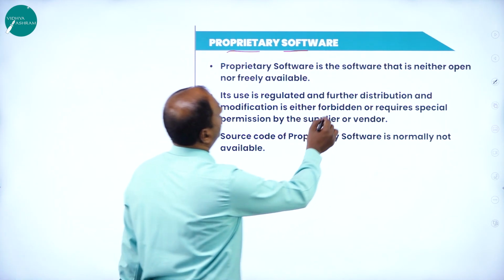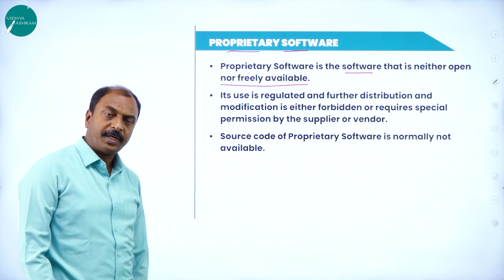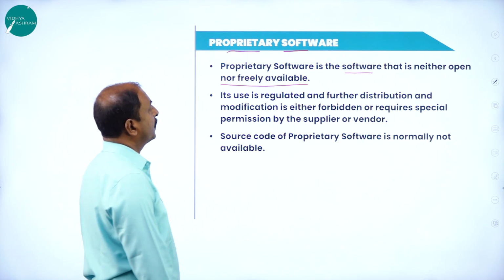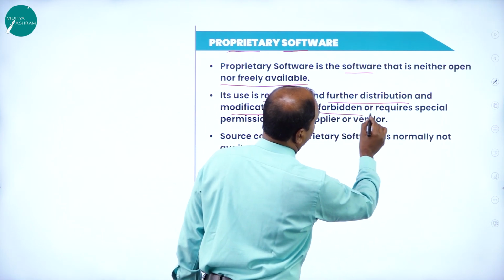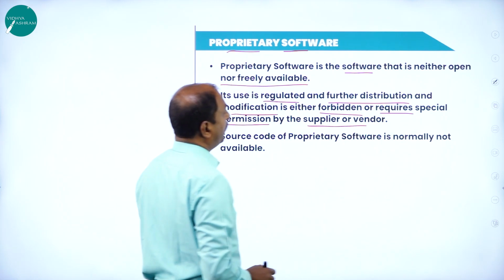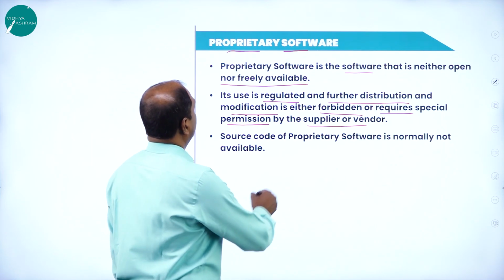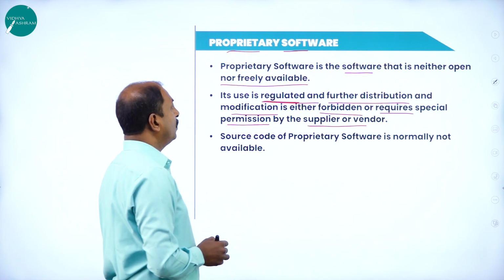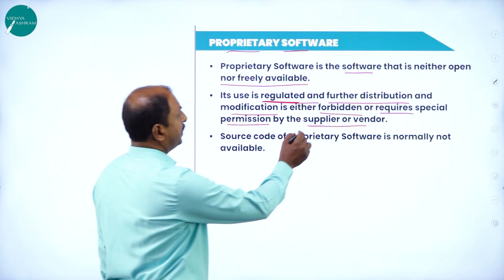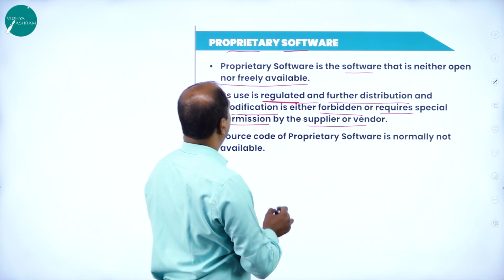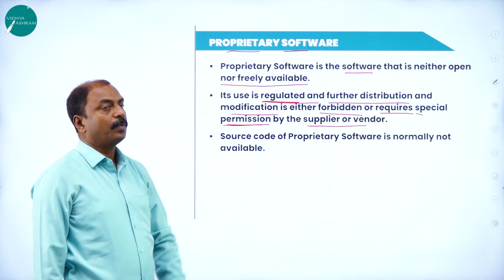Proprietary software is software that is neither open nor freely available. It is called proprietary, neither free nor open source. Its use is regulated, and further distribution and modification is either forbidden or requires special permission from the supplier or the vendor. It has its own regulation, and the license imposes a few conditions for this type of software. Distribution, usage and modification depend on the prior permission from the owner, the proprietor, the supplier or the vendor. So this is proprietary software.